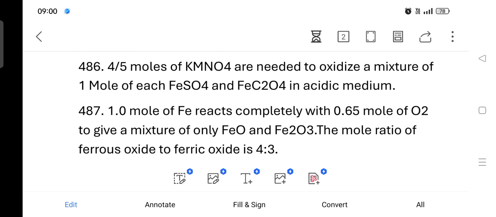The moles of KMnO4 needed to oxidize a mixture of 1 mole of each FeSO4 and FeC2O4 in acidic medium. 1 mole of Fe reacts completely with 0.65 mole of O2 to give a mixture of only FeO and Fe2O3. The mole ratio of ferrous oxide to ferric oxide is 4:3.